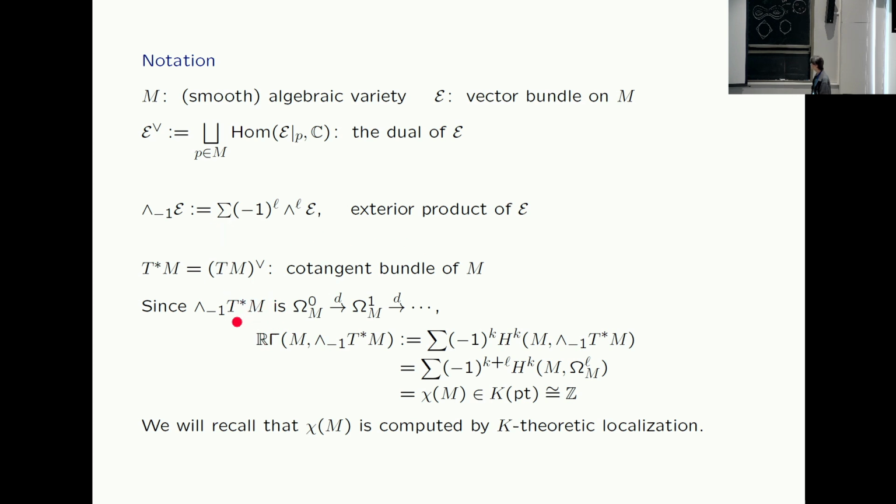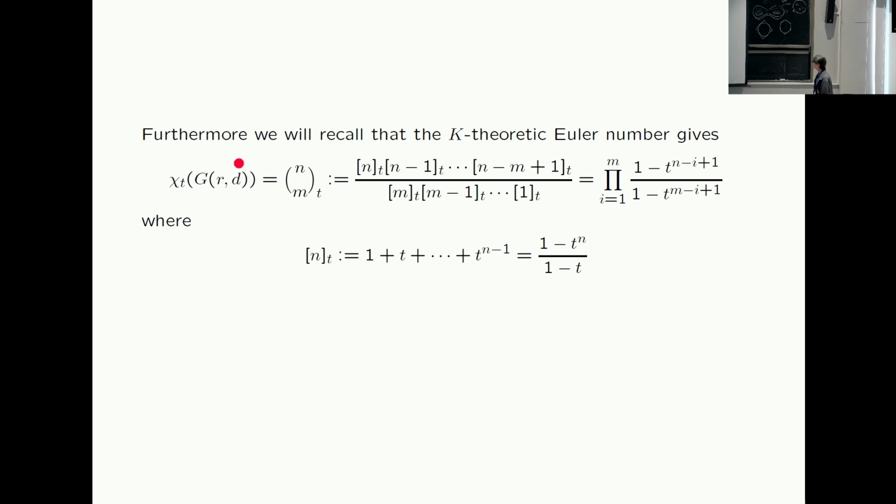So this is a complex of differential forms. So we take cohomology. If we take cohomology, then we get Euler numbers. So we will recall that the Euler number is computed by K-theoretic localization. And furthermore, we will recall that the K-theoretic Euler number gives the t-analog of these binomial coefficients. So this is a t-analog of the integer n.